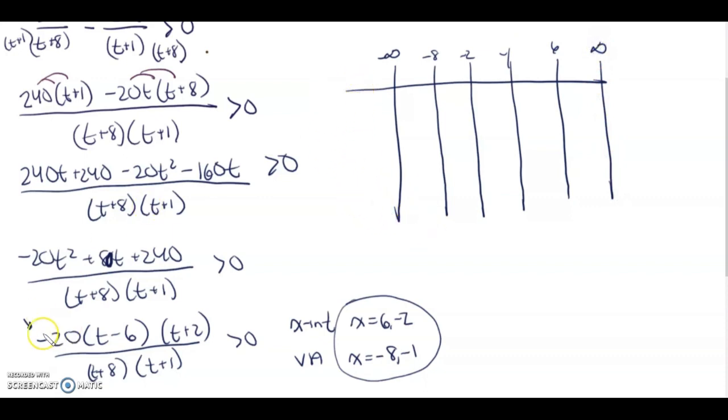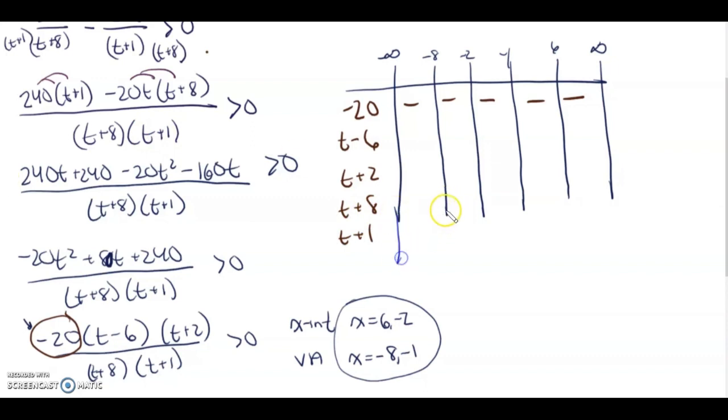And for the column, don't forget to put in, and this is always forgotten about, this negative 20, because this is going to negate everything in this equation. t minus 6, t plus 2, t plus 8, t plus 1. And then f of x.